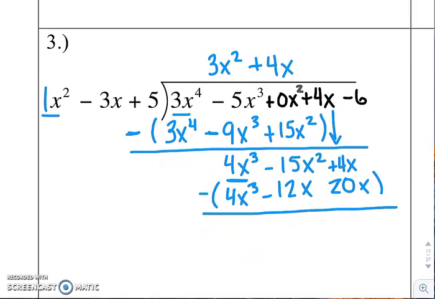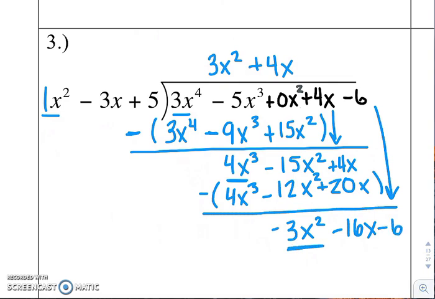So 4x cubed minus 4x cubed goes away. Minus negative becomes a positive, remember? So negative 15 minus negative 12 becomes plus. So negative 15 plus 12x squared is negative 3x squared. 4 plus 20 is 24x. But we're minusing. Never mind. 4 minus 20x will be negative 16x. And then we've got one last term, so bring down that constant.